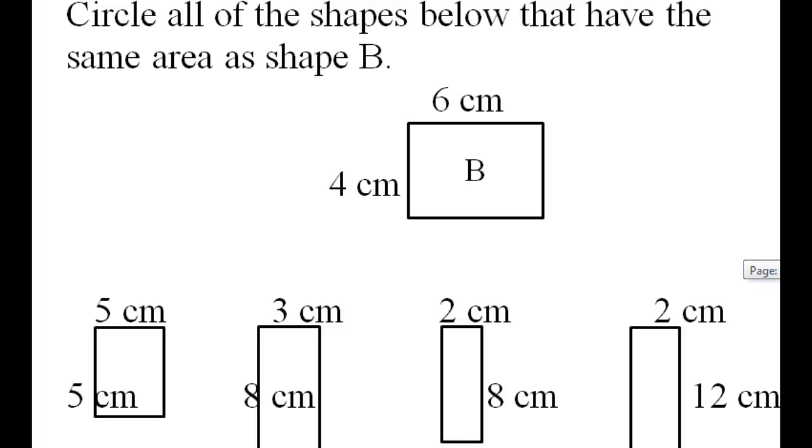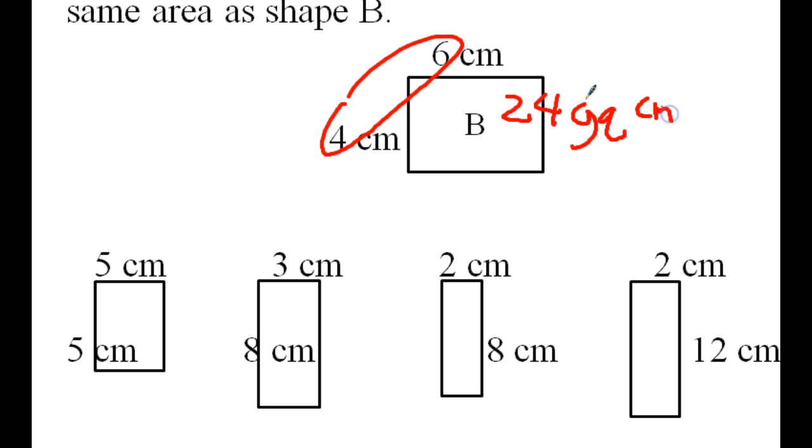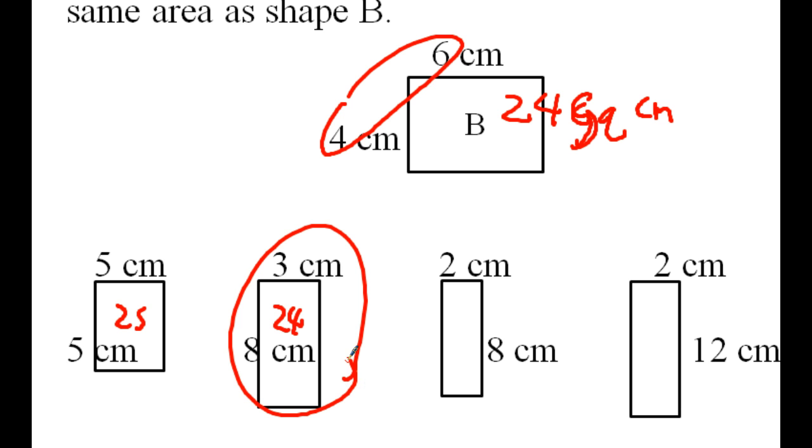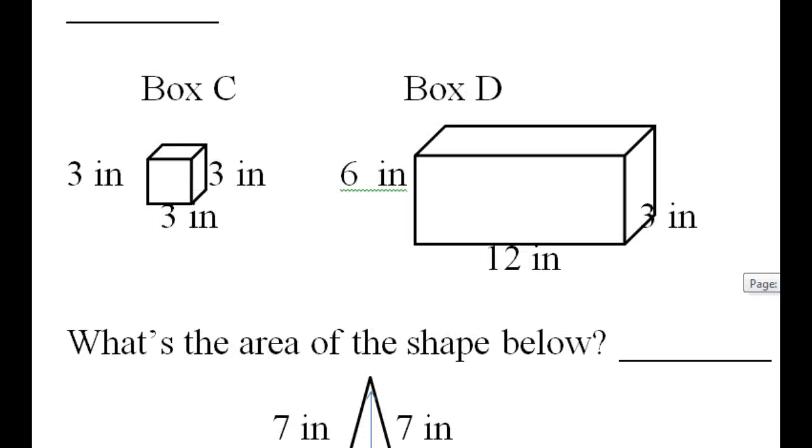Circle all of the shapes below that have the same area as shape B. Alright, so we need to find the area of shape B. Area is width times length, so 4 times 6 gets me 24 square centimeters. Boy, that was an ugly S. So I'm looking for any of them down here that are 24 square centimeters. 5 times 5 is 25. Nope. 3 times 8 is 24. There's a winner. 2 times 8, 16. 2 times 12, 24. Another winner. So those two have the same area. There may be some other ones that have the same perimeter, but that's not what the question asked us for.